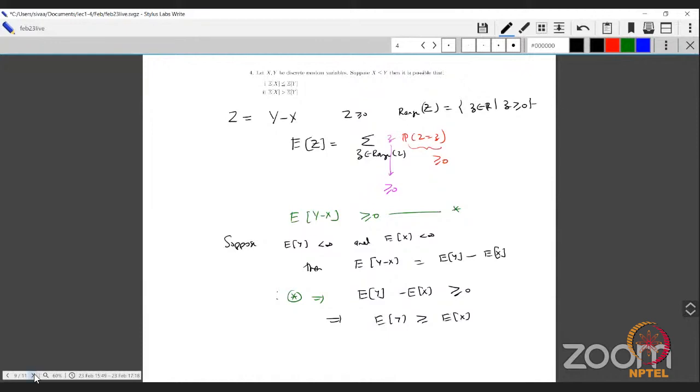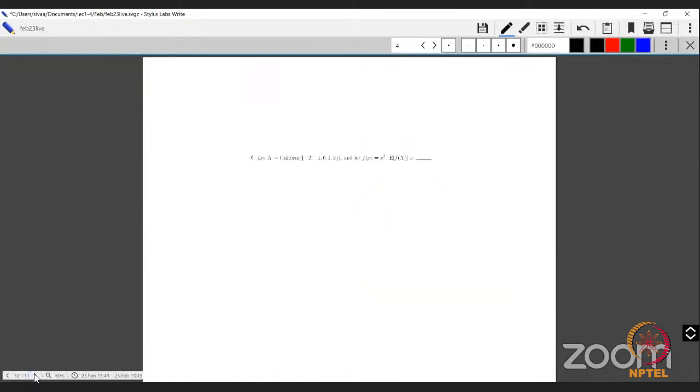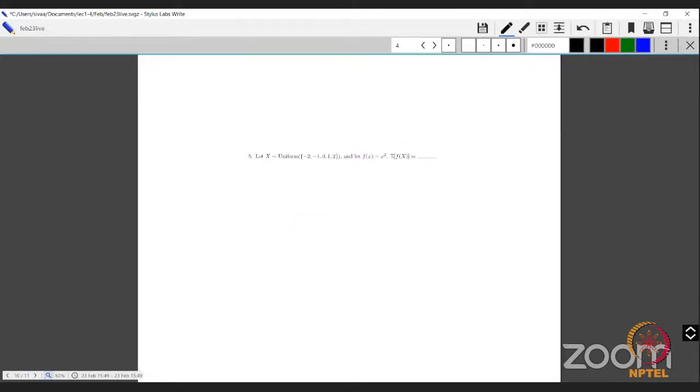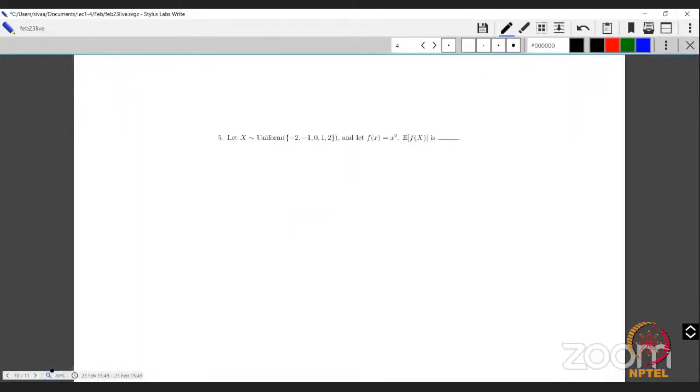Okay, let's do the next problem. Let's not do this problem; let me do a slightly different problem. This is a question in the assignments in week 6. Let's take f of x to be, let's say, x cubed. Instead of this problem, let's just change this to x cubed. How will you do this problem? How will you find E of f of x? Can someone think about it? Let me know how to do this.